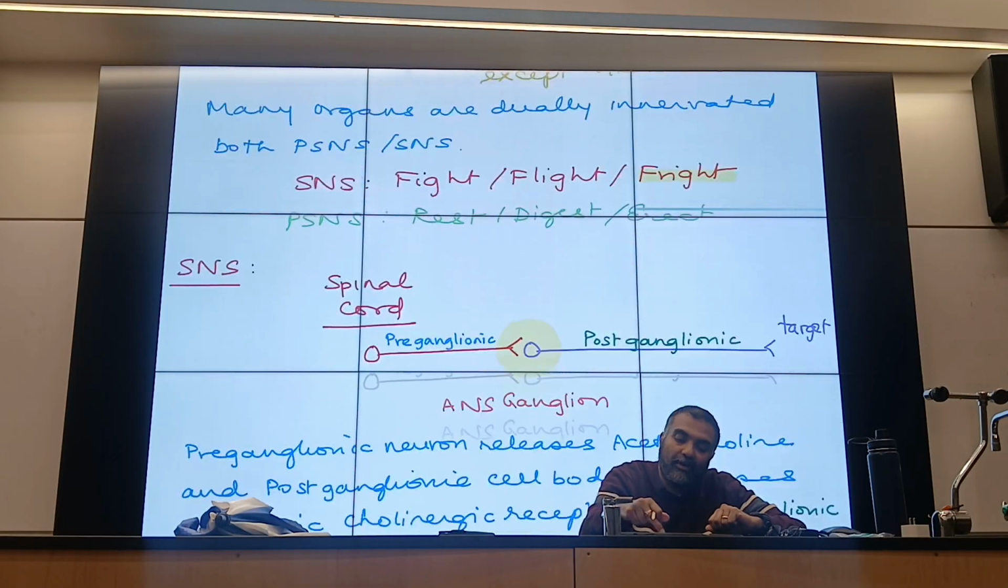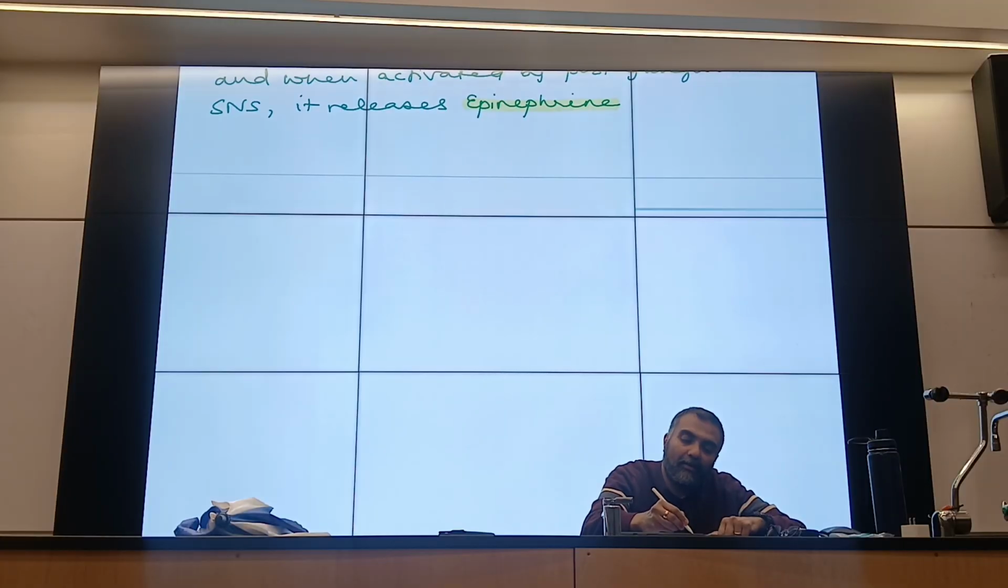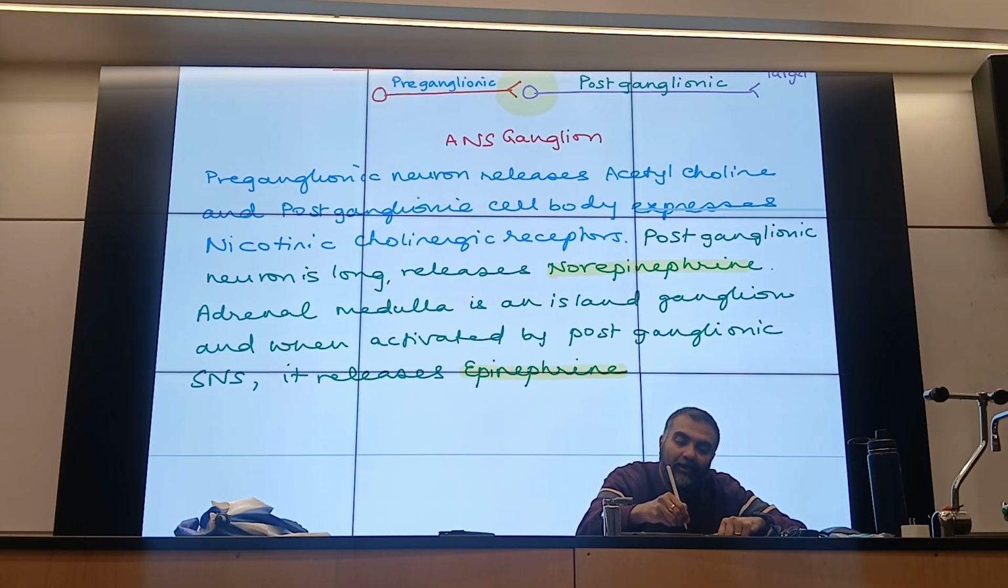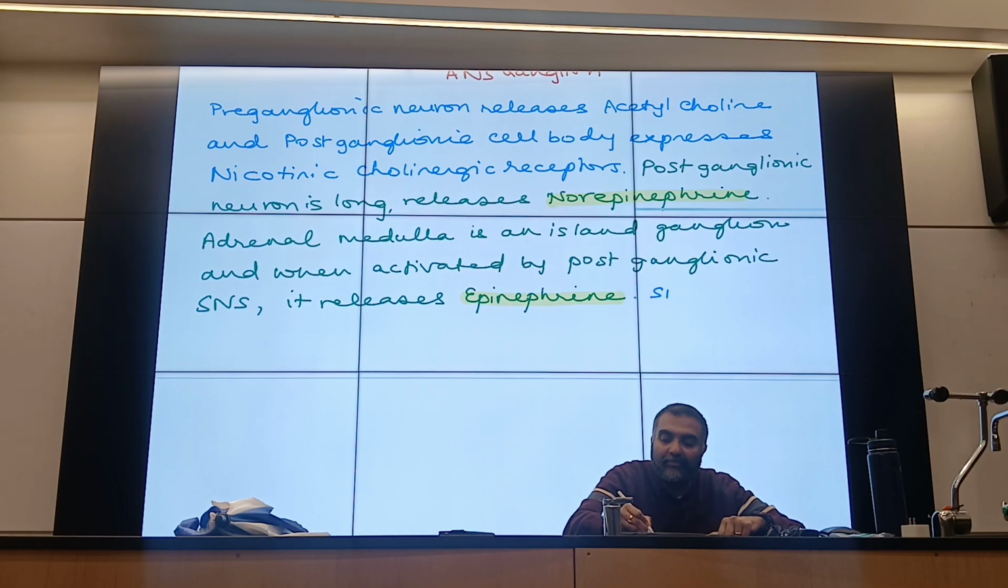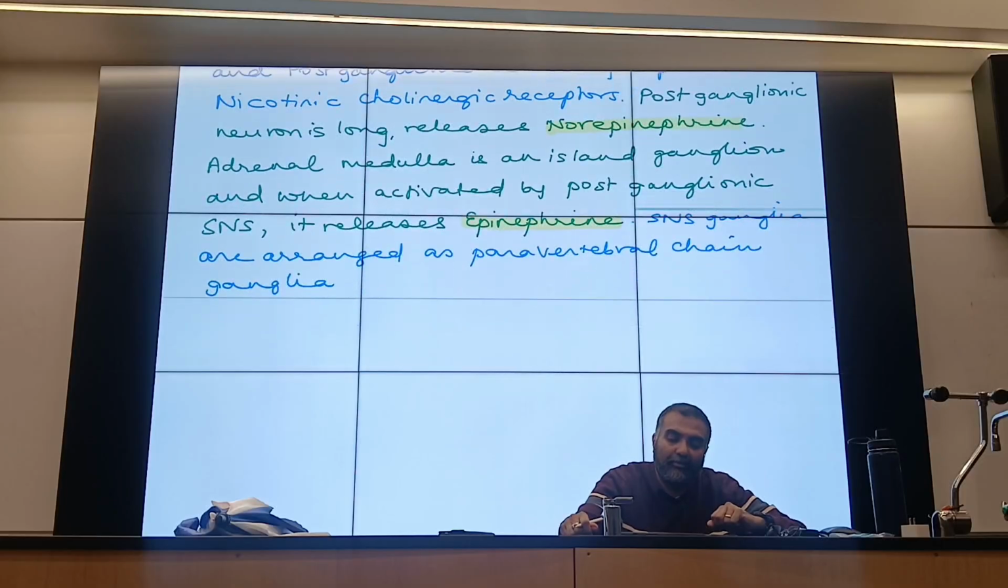What color did I use? Green, light green. So parasympathetic, this is what happens. But before I move away from sympathetic, I did want to mention that sympathetic ganglia are arranged as paravertebral chain ganglia, and I'll draw this for you.